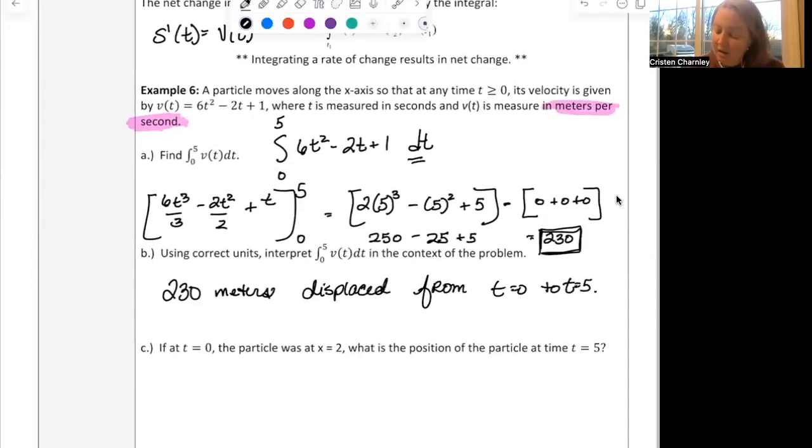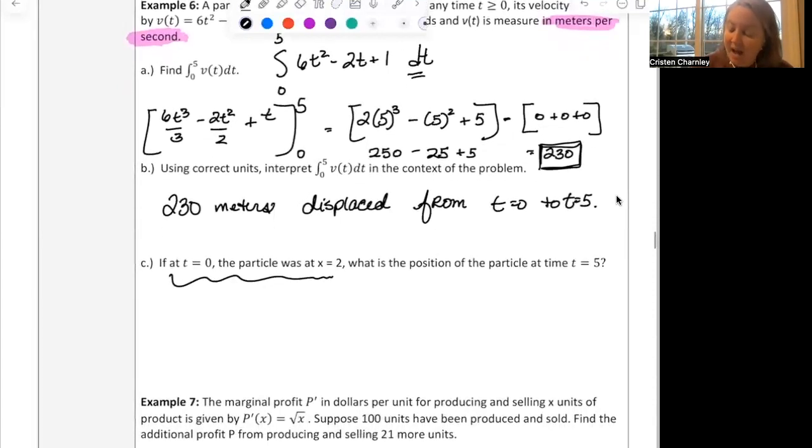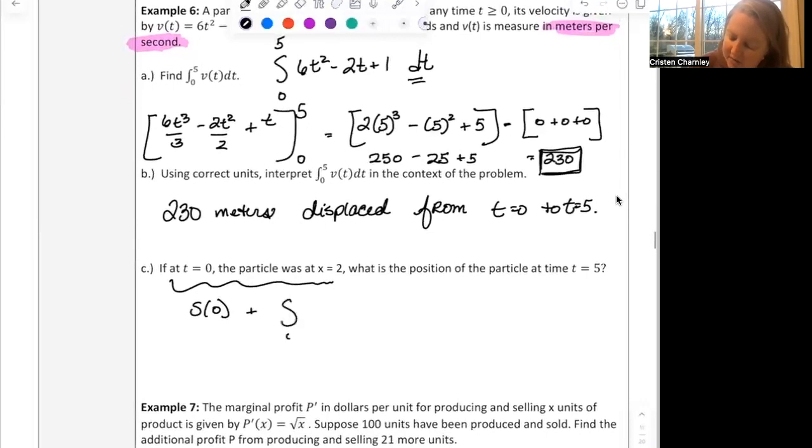That works. If at t equals 0 the particle was at x equals 2, what is the position of the particle at t equals 5? We figured out how far it has moved between t equals 0 and t equals 5, and that's the 230 we have above. Now we have to talk about this initial piece. And yes, you're going to add a 2. However, these problems get more complicated. I want you to feel comfortable with the notation. I would say the position at 0 plus that change in position from 0 to 5 is how you're going to put this all together.